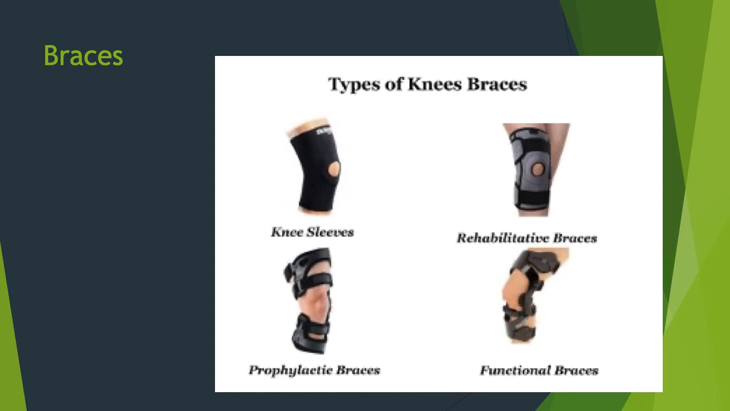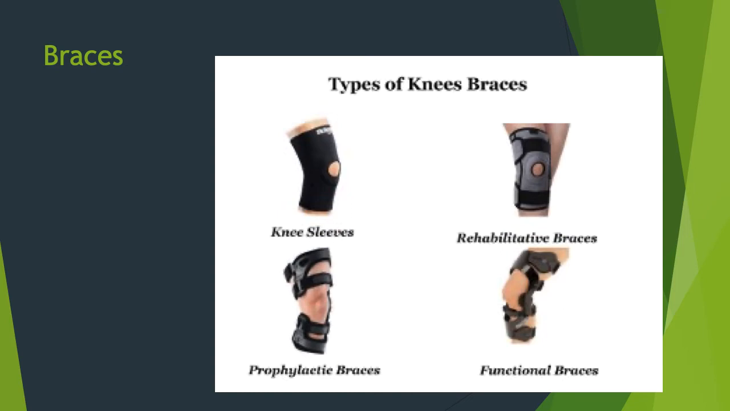So here we have an example of types of braces. We have a knee sleeve, a rehabilitative brace, a prophylactic brace, and a functional brace. A brace, as we already said, is a custom made or custom fitted device that's designed to support weakened structures. The functional brace is most suited for the client because it provides stability for an unstable joint. So functional is for an unstable joint.